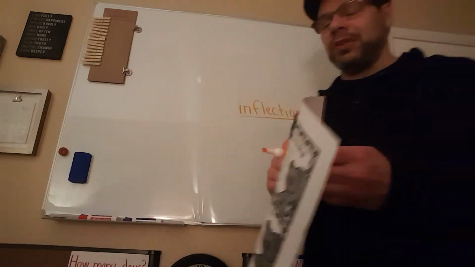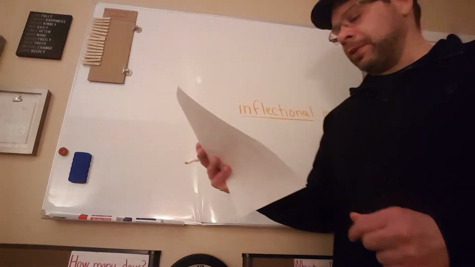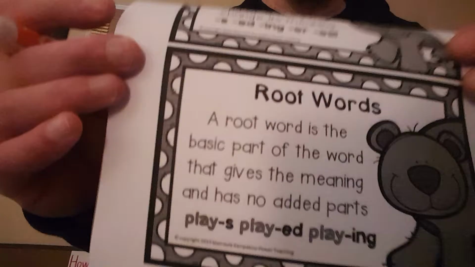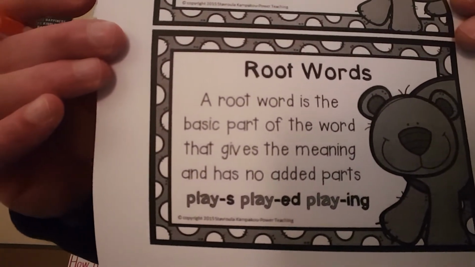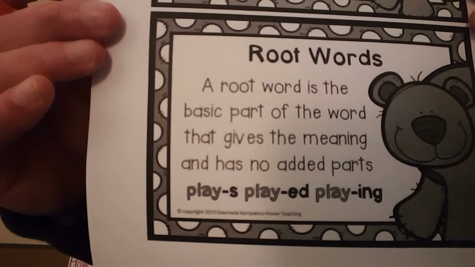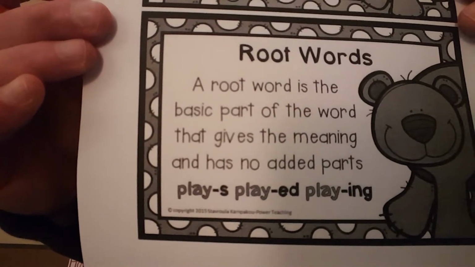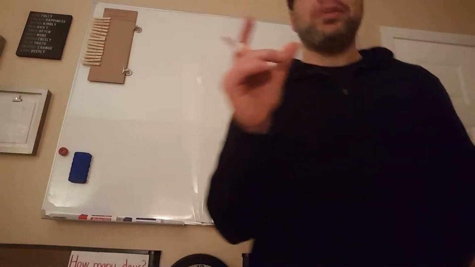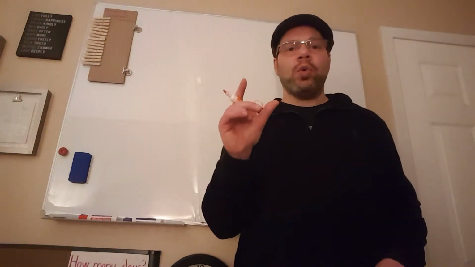So let's think of some examples. Oh, and before we do that, let's go over what a root word is. A root word is the basic part of a word that gives the meaning and has no added parts. So it's the very basic form of a word.